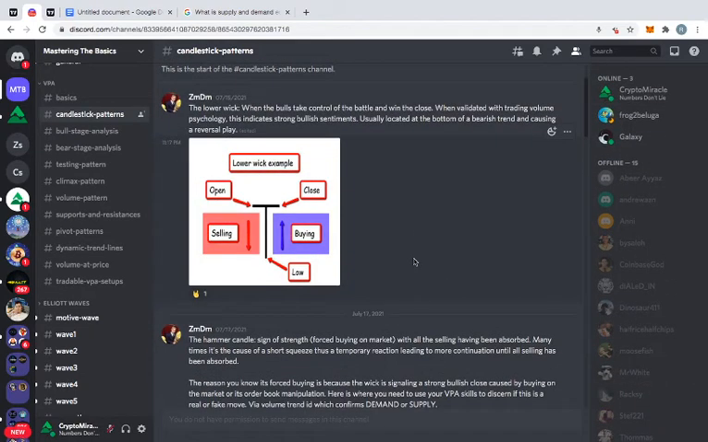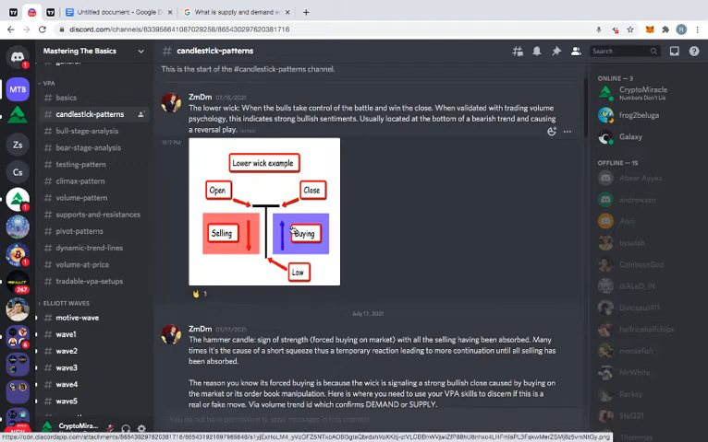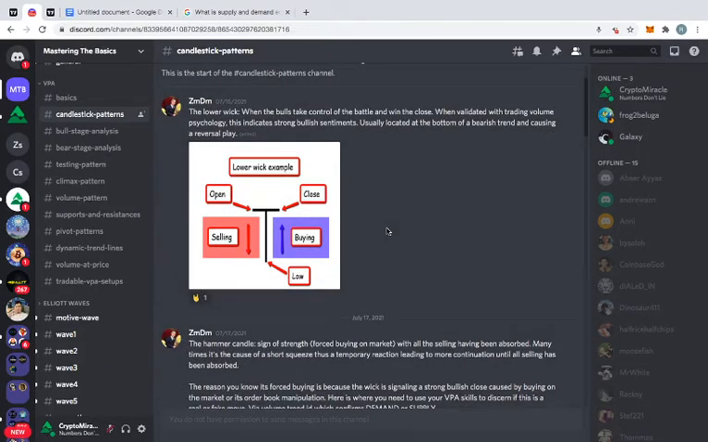So let's continue here. The lower wick example, it's all about psychology when it comes to anticipating the market and reading the market makers' plays and strategies. When the bulls take control of the battle and win, the close is the most important part in my opinion. When validated with the trading volume, psychology of the bull and bear traps, when the shorts are going to be taking their profits and whatnot. I hope this makes sense to you. I hope you understand this language, right?